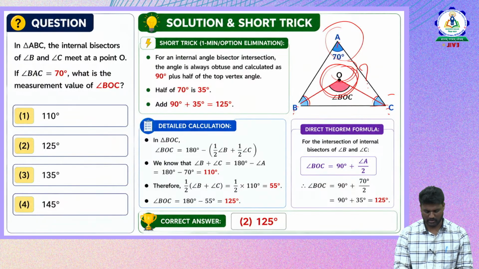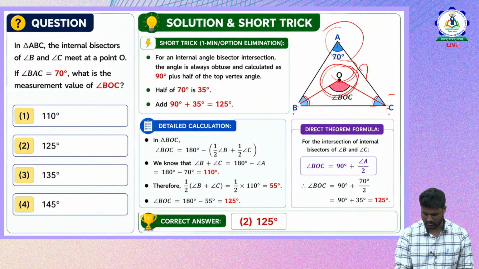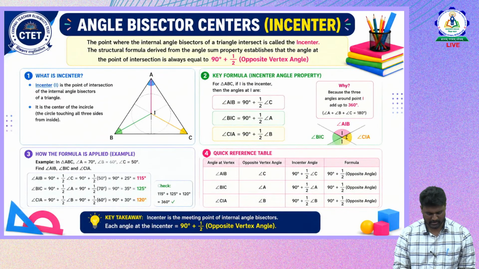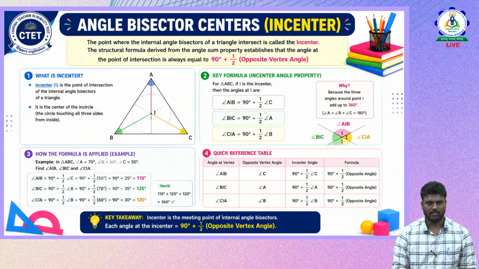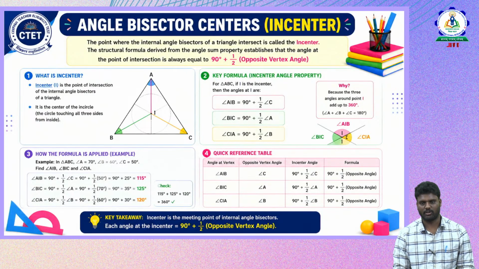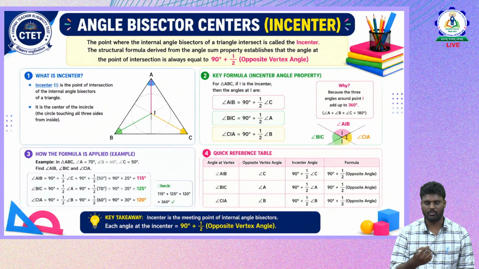So in triangle BOC, angle BOC is equal to 180 degrees minus (1/2 angle B plus 1/2 angle C). Let us try to understand the concept of internal bisector here, and then we will solve this question. What is the internal bisector here? The point where the internal bisectors of a triangle intersect is called the incenter. The formula, derived from the angle sum property, establishes that the angle at the point of intersection is always equal to 90 degrees plus 1/2 of the opposite vertex angle.